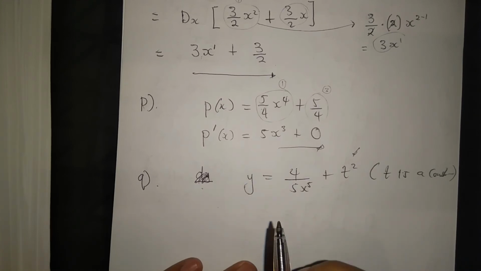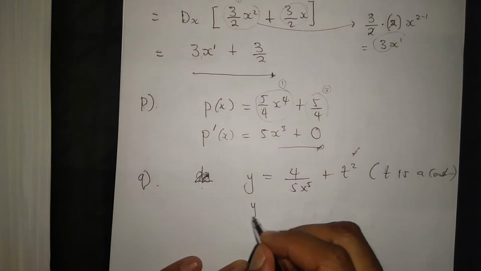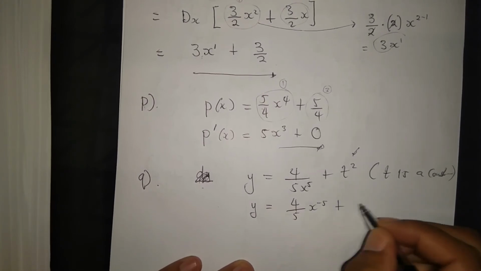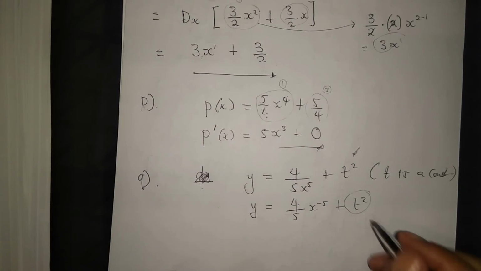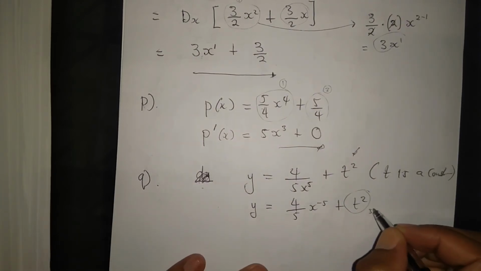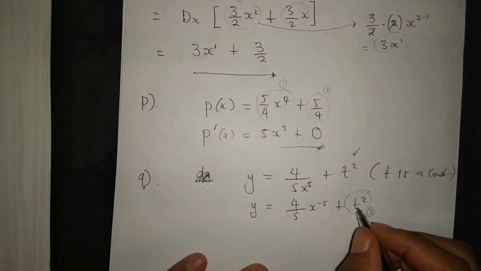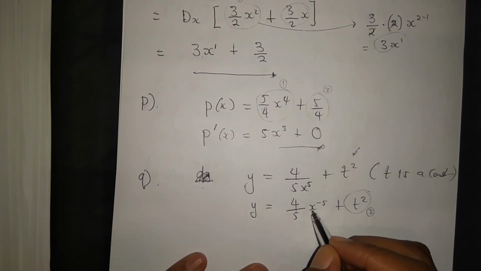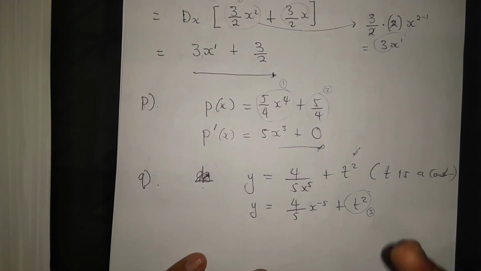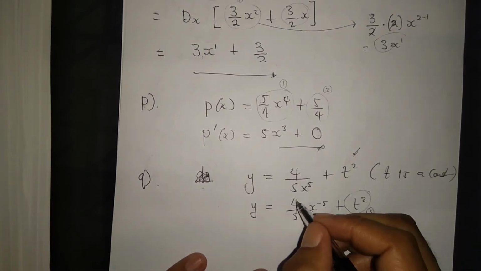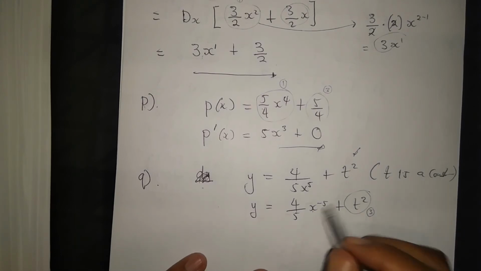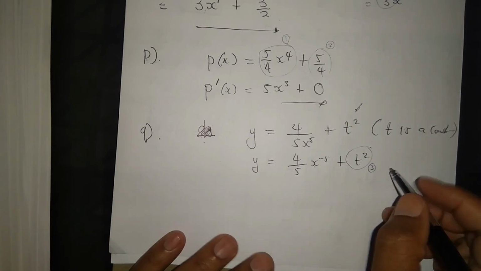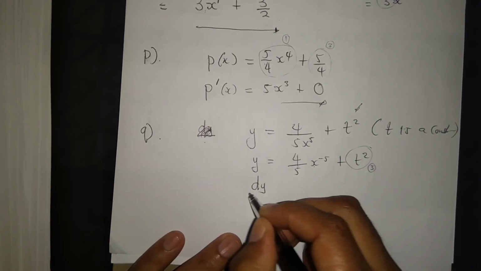Alright, here we need to do adjustments first. So it will be y equal to 4 over 5 x minus 5 plus t squared. This t squared should not confuse you, it's a constant. So this is rule number 3. Why? Because t is a constant. And my x here is the variable, so I differentiate x, not t. So 4 over 5 x exponent minus 5. Now everything is adjusted. Now we can find its derivative.